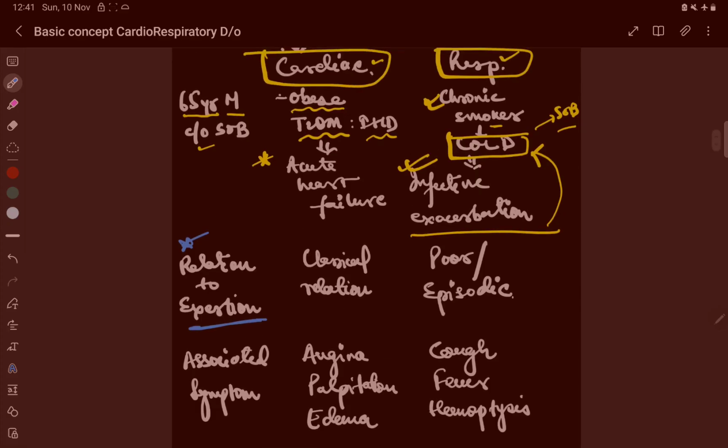So in response to the exhaustion caused by a patient, there is a classical relation with a cardiac cause, but there is an episodic or very poor correlation with the respiratory cause. So classical relation is because of the cardiac. C for classical, C for cardiac.